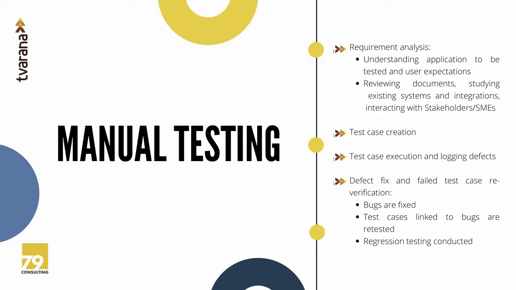Next, we have the test case creation. In this phase, we prepare the test cases based on the requirements of that application. Once the test cases are ready and the application is available for testing, we begin with test case execution, marking each test case as pass or fail and raising defects for those failed test cases. Once the bugs have been fixed, the failed test cases which are linked to those bugs are retested and regression testing likewise is performed. Why is it performed? To ensure that the fixes do not adversely affect other applications or module functionalities.